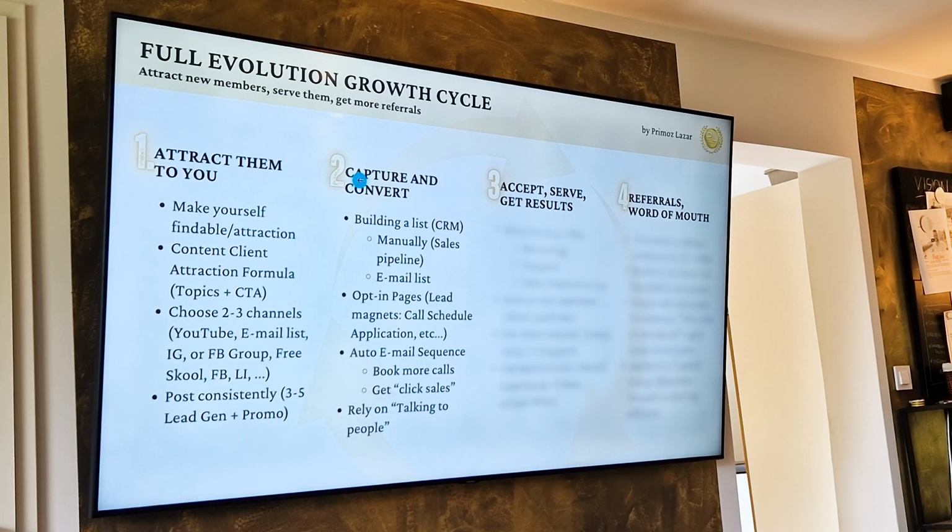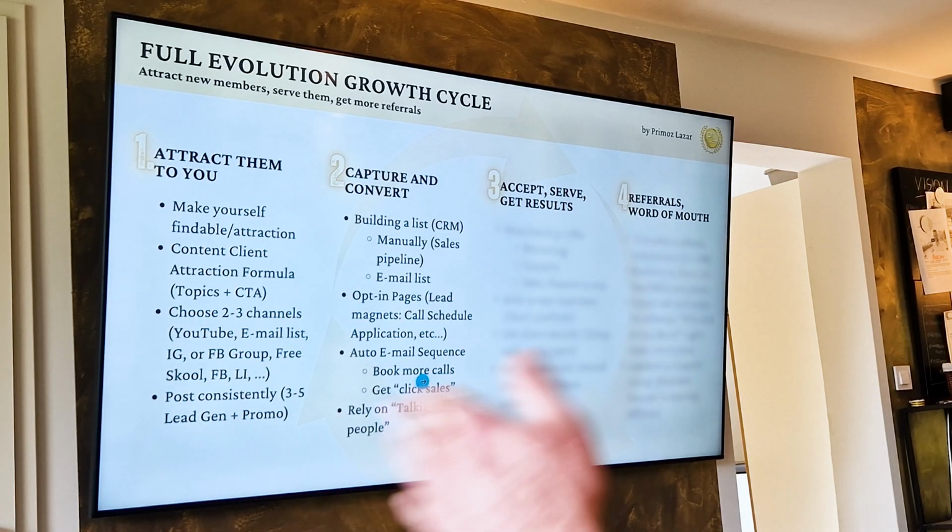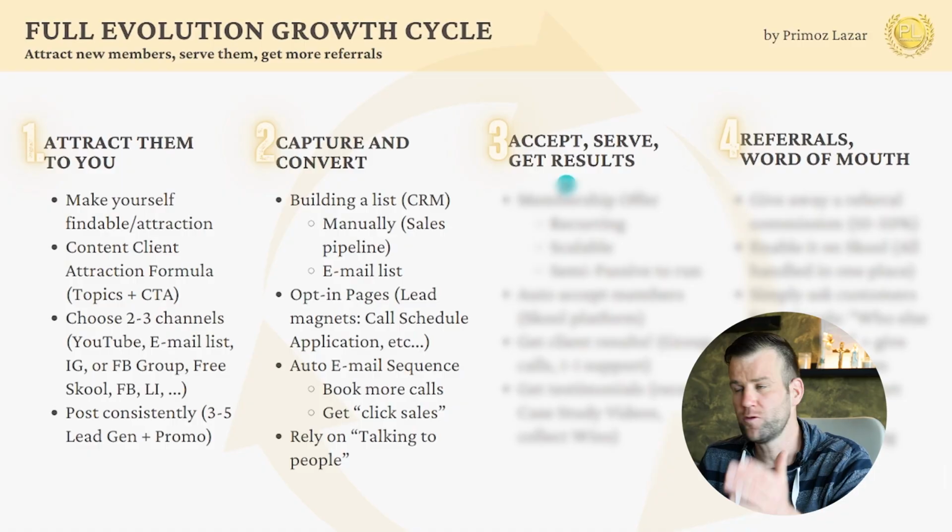I go on calls with people and some of them come to my webinars and I close them on the webinars or after the webinar classes, and people click the link and join my program on their own. Right? So that's the number 2, capture and convert. Now, what do I convert them into? How do I accept them, serve them, and get them results then?